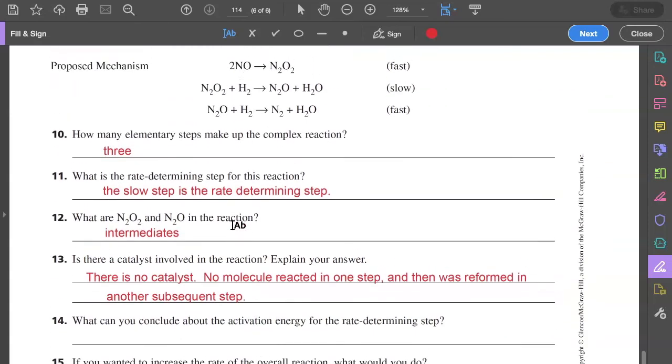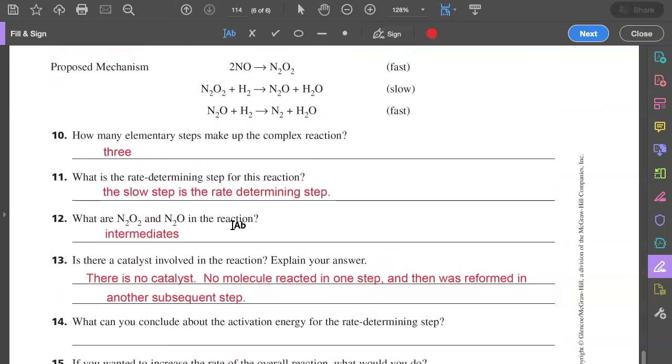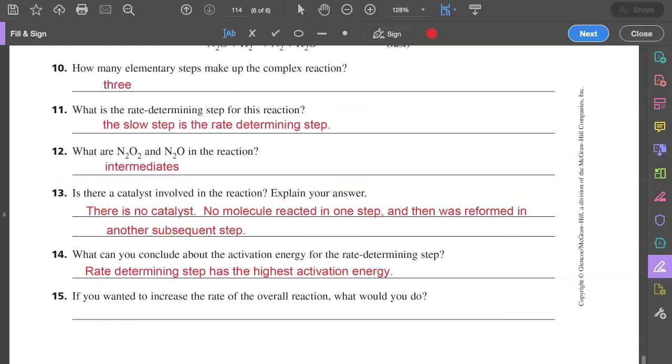What can you conclude about the activation energy for the rate determining step? Of course, the rate determining step has the highest activation energy.